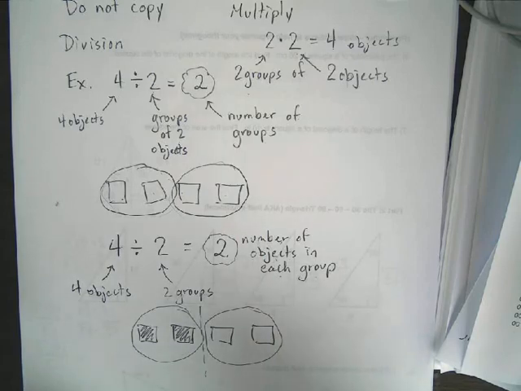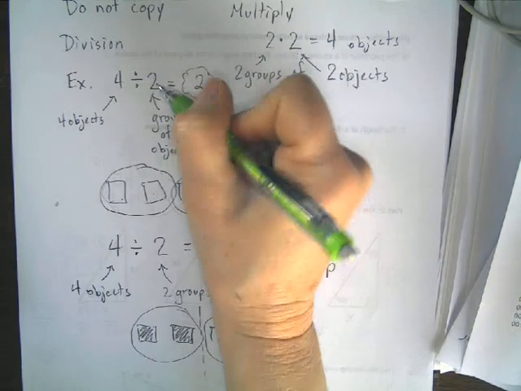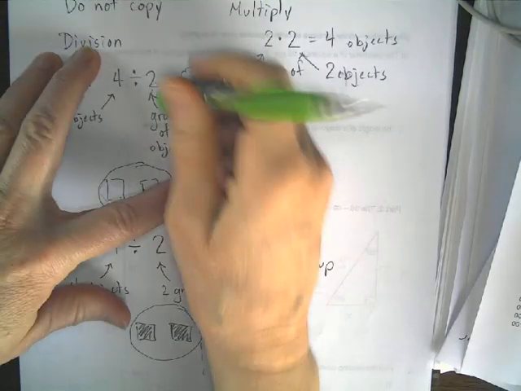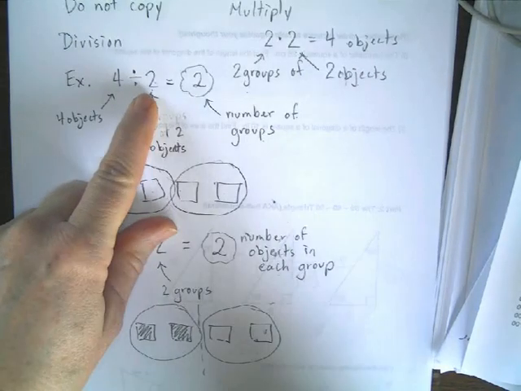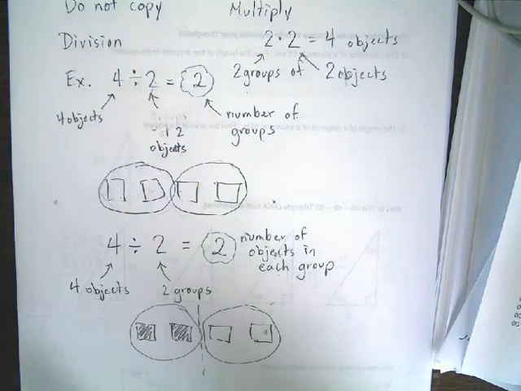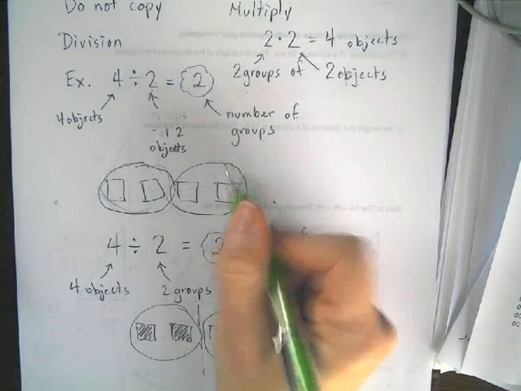Okay, so we're going to divide this into, I shouldn't have said groups there, should I? We're going to divide it into 2 objects. We want to select 2 objects at a time. How many groups does that give me? So 2 objects at a time. How many groups? 2 groups.